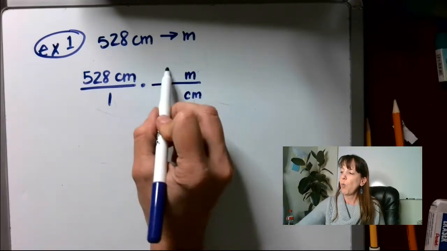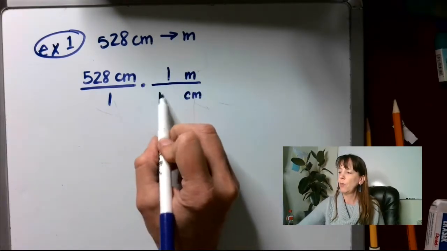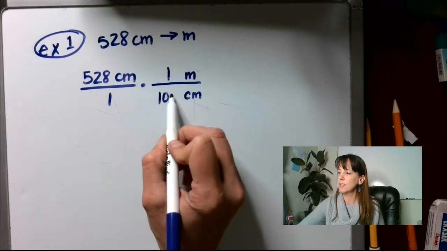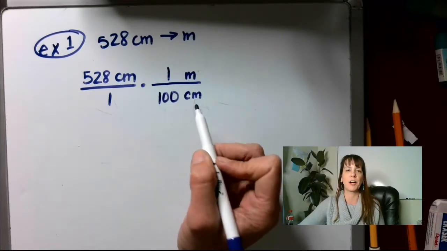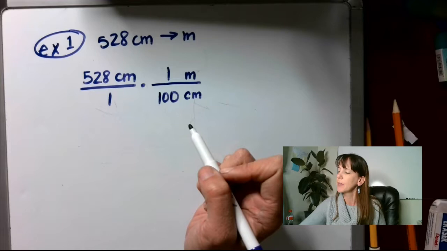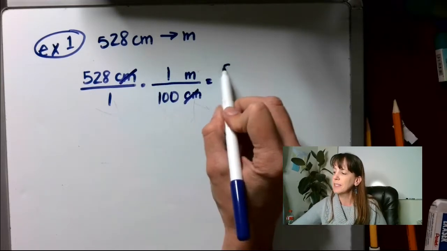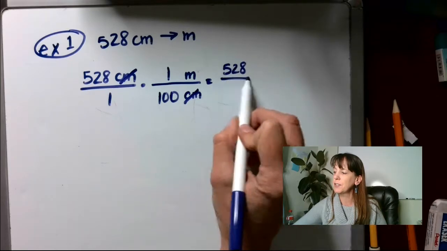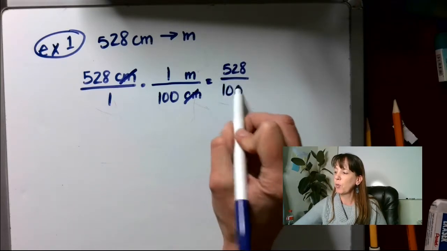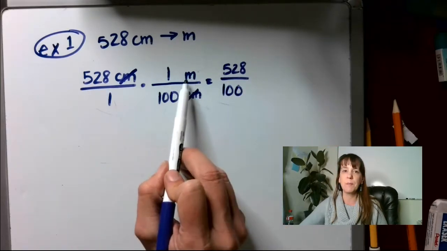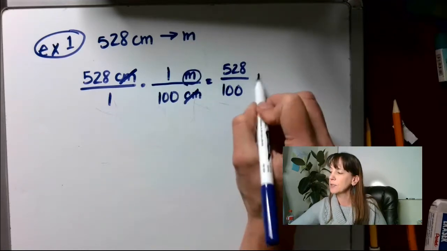So in 1 meter, we have 100 centimeters. Sorry, 100 centimeters. I had to think about that for a minute. So these guys cancel out, and what I have is 528 over 100, right? And then the remaining unit is meters, right?